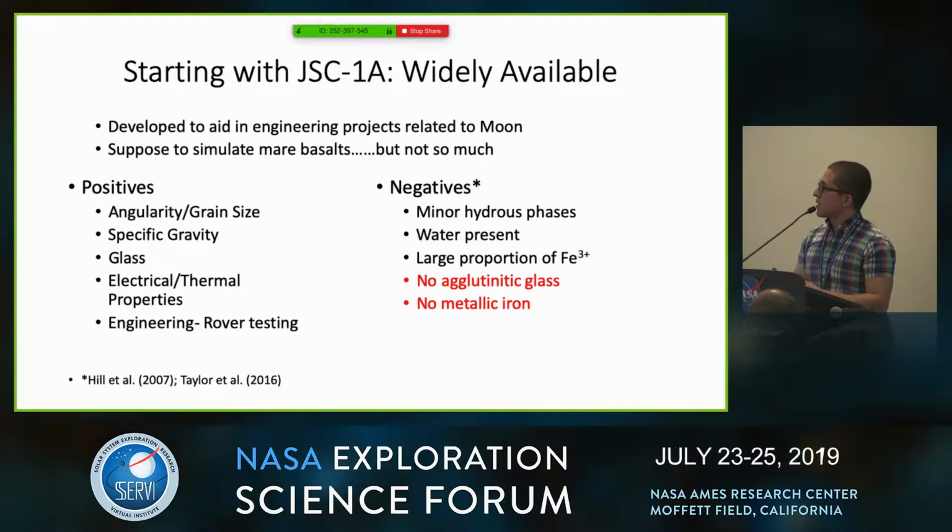There's a fair amount of clay minerals present in JSC1A, and since there's no aqueous alteration on the moon, you wouldn't see any clay minerals present in actual lunar regolith. There's also a large proportion of oxidized iron in JSC1A, whereas in lunar regolith, you have either Fe2+ or Fe0. And the biggest drawbacks are that there's no agglutinated glass or metallic iron present in JSC1A, whereas it's very common among actual lunar regolith.